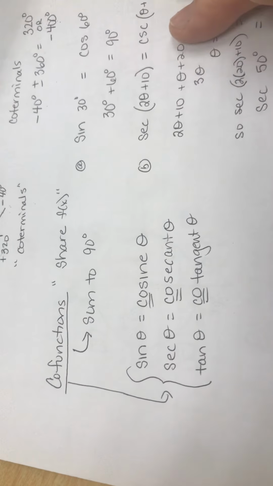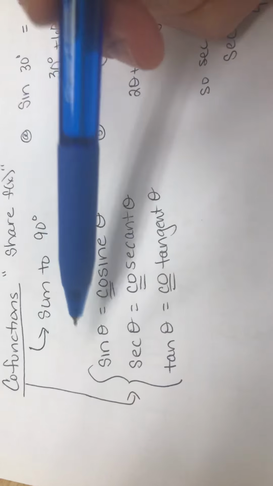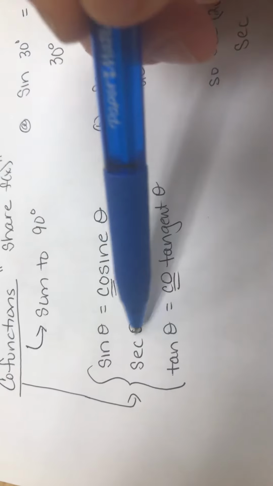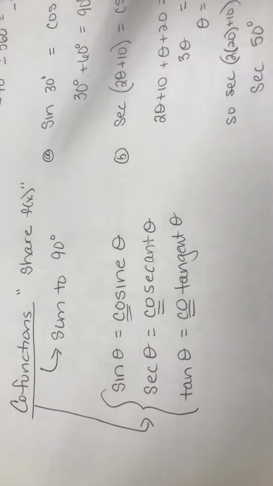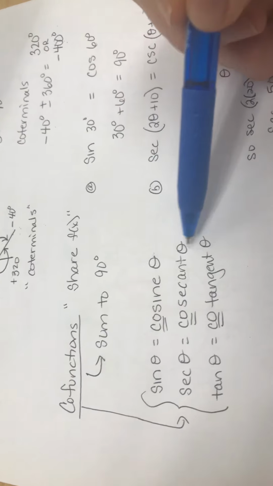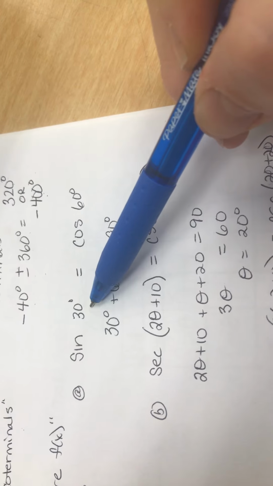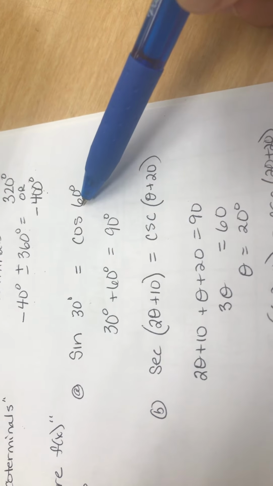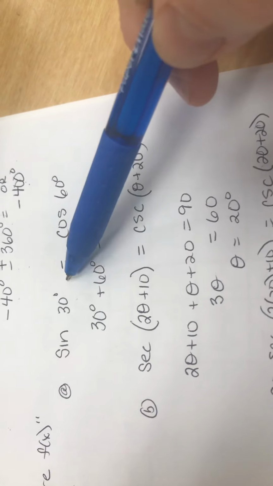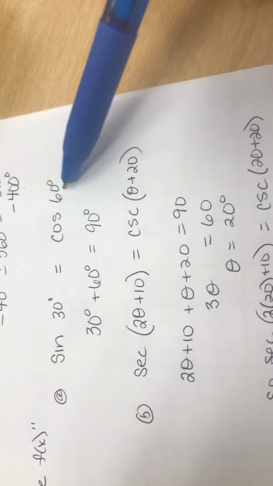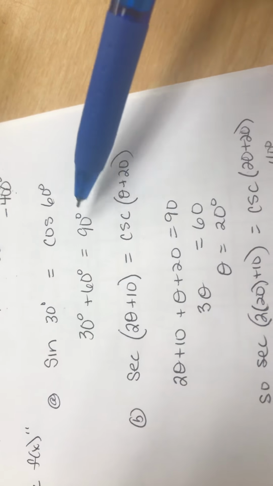Cofunctions are functions that sum to 90. So with cofunctions, the word co, these are cofunctions: sine and cosine, secant, cosecant, tan, cotan. So they share that function. If I were to give you sine 30, which you know is a half, and cosine 60, which you also know is a half, you know they're equal to each other. Because they're equal to each other, they are cofunctions, and 30 plus 60 is 90.